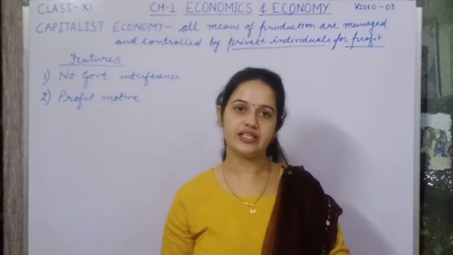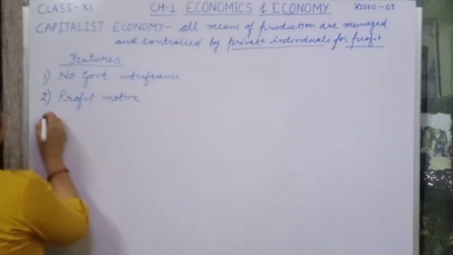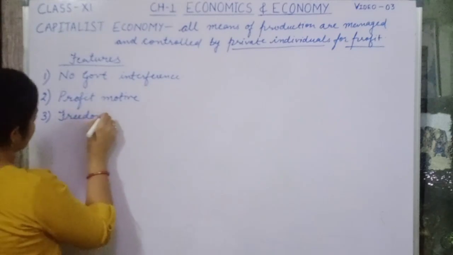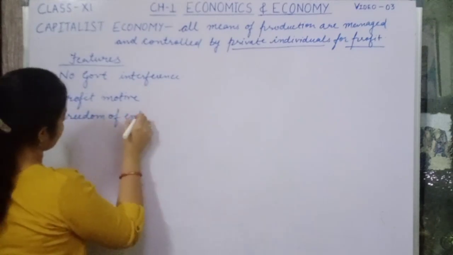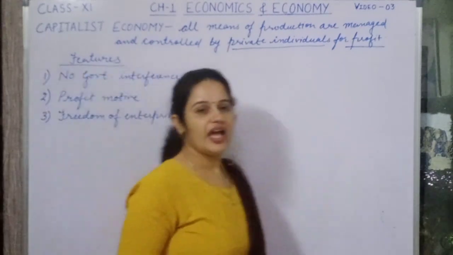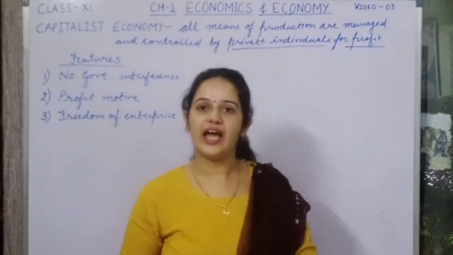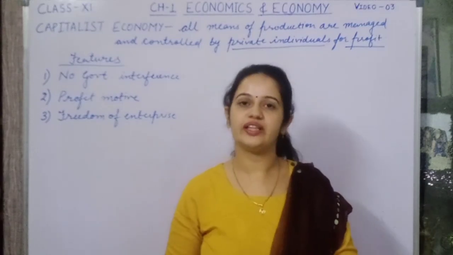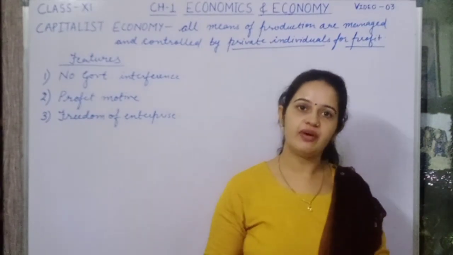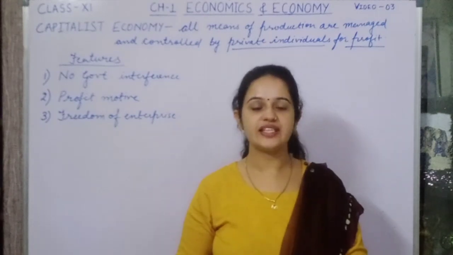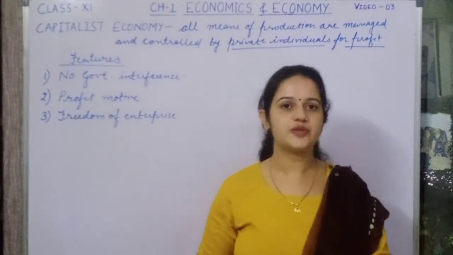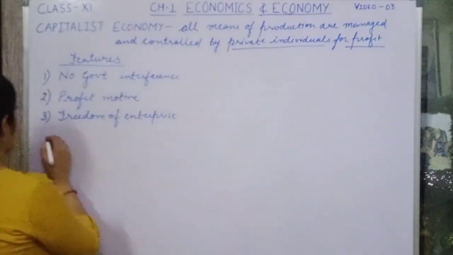Third feature is freedom of enterprise. As we know, government has no control in this economy. So the role of government is minimum. Therefore, the enterprise has full control or full freedom. Next point, consumer sovereignty.